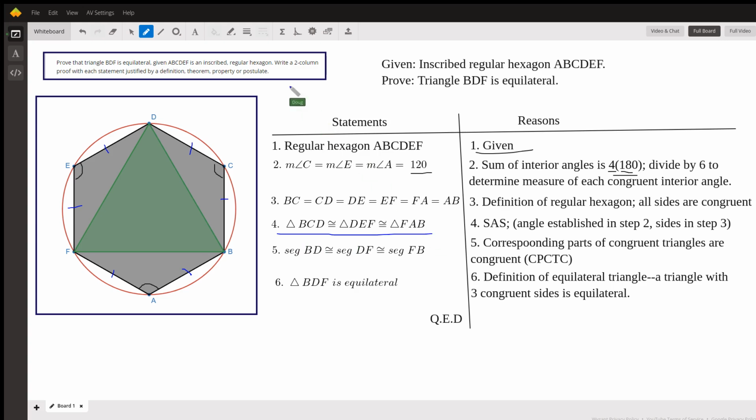And once we've established that, we can say that corresponding parts of congruent triangles are congruent. So the third sides have to be congruent by CPCTC. And once we have those three sides congruent, you can say triangle BDF is equilateral. Definition of equilateral triangle: a triangle with three congruent sides is equilateral. And QED, that which was to be proved. Forgot that period there.